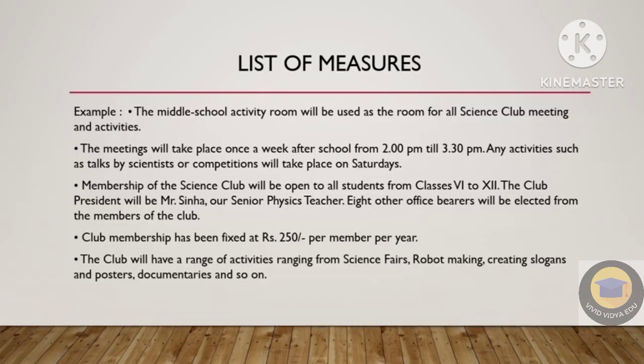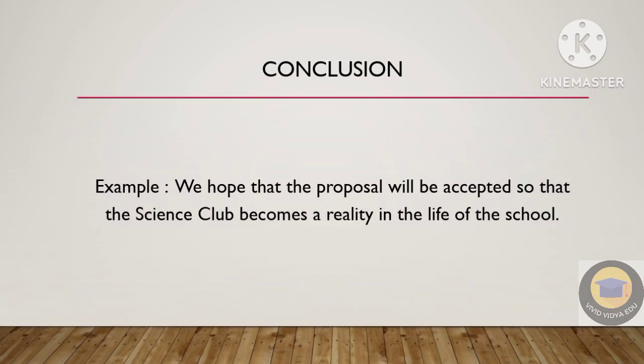List of measures. As you can read, the middle school activity room will be used as the room for all science club meetings and activities. For list of measures, you have to list all the measures you would take to make that program or thing successful. This is what is mentioned here. The meetings will take place once a week after school from 2 p.m. to 3 p.m. Any activities such as talks by scientists or competitions will take place on Saturdays, and so on. Coming towards conclusion, we can write, we hope that the proposal will be accepted so that the science club becomes a reality in the life of the school.